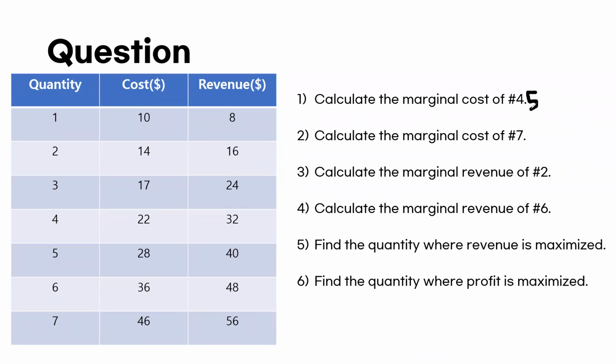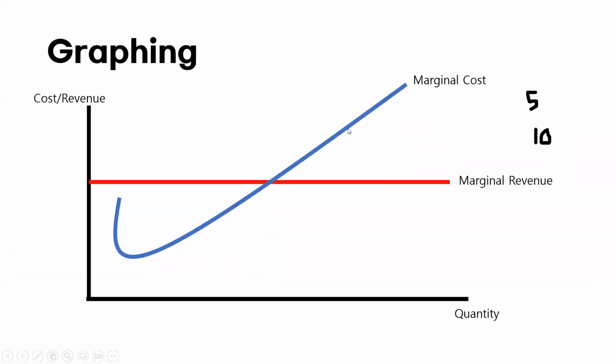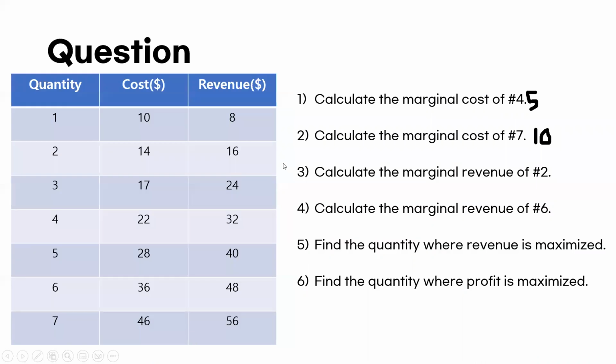Question 2 asks us to calculate the marginal cost, or MC, of quantity 7. At the quantity of 6, the total cost is $36, and at the quantity of 7, the total cost is $46. Subtract 36 from 46, and we find 10. Notice that the marginal cost has increased, just like in usual situations. If you go back a slide and look at the graph, you can also see that the marginal cost curve is increasing. That's interesting to take into account.